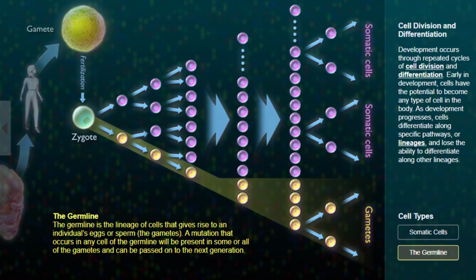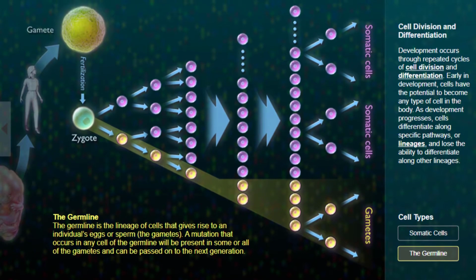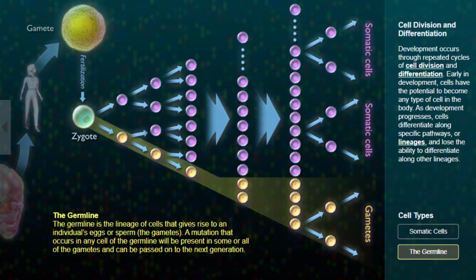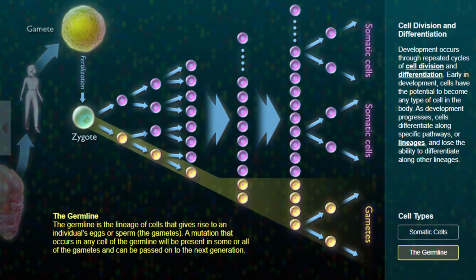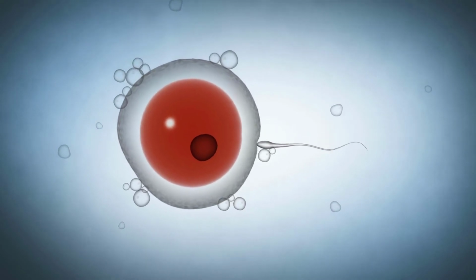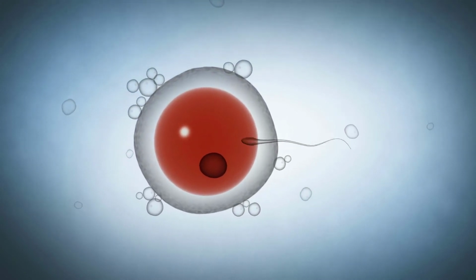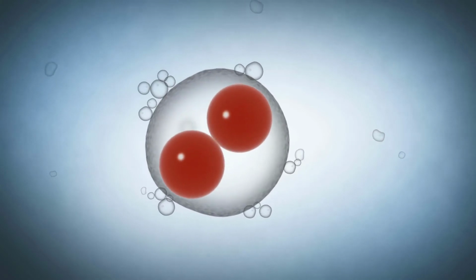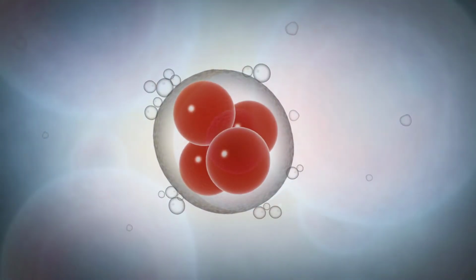The germline is the lineage of cells that gives rise to an individual's eggs or sperm, otherwise known as gametes. A mutation that occurs in any cell of the germline will be present in some or all of the gametes and can be passed on to the next generation.